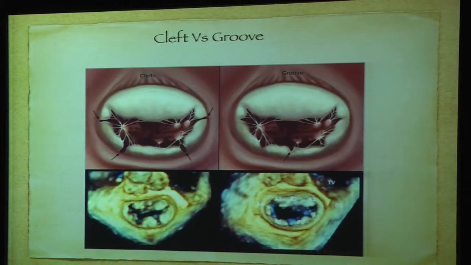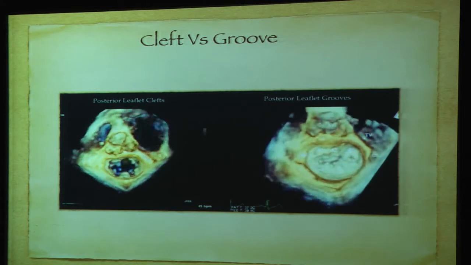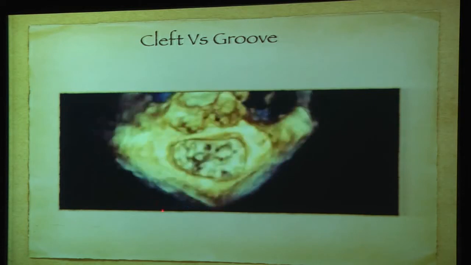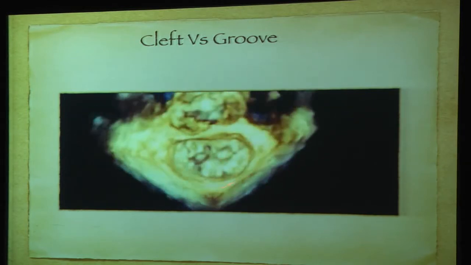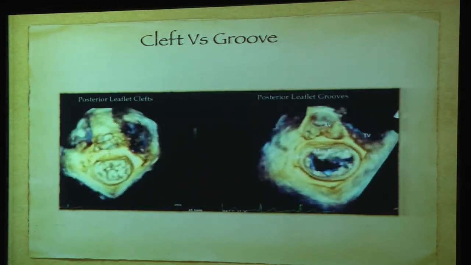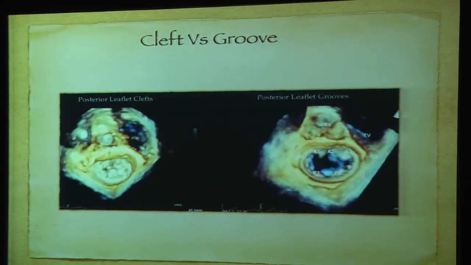Cleft versus groove, an important thing especially for post-op issues. A cleft is an indentation, usually in the posterior leaflet. If the indentation involves more than 50% and almost touches the annulus, that is a cleft versus a groove. That is a cleft and that's a groove. So here you go. On the left-hand side is a cleft. I'm going to zoom in on it in just a second. You can see that it goes all the way up to the annulus, more than 50% involvement, versus the groove, which does not involve more than 50%. So those are the two different things, cleft versus groove.